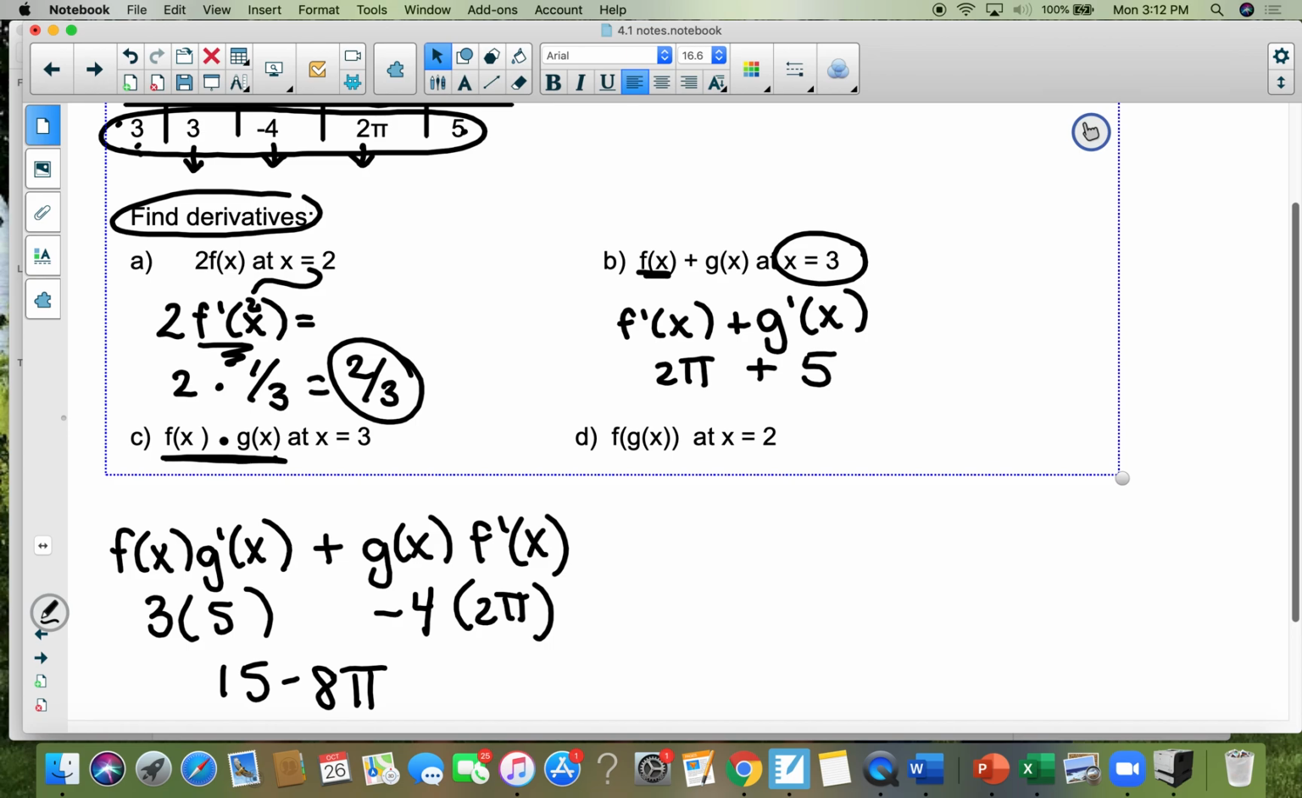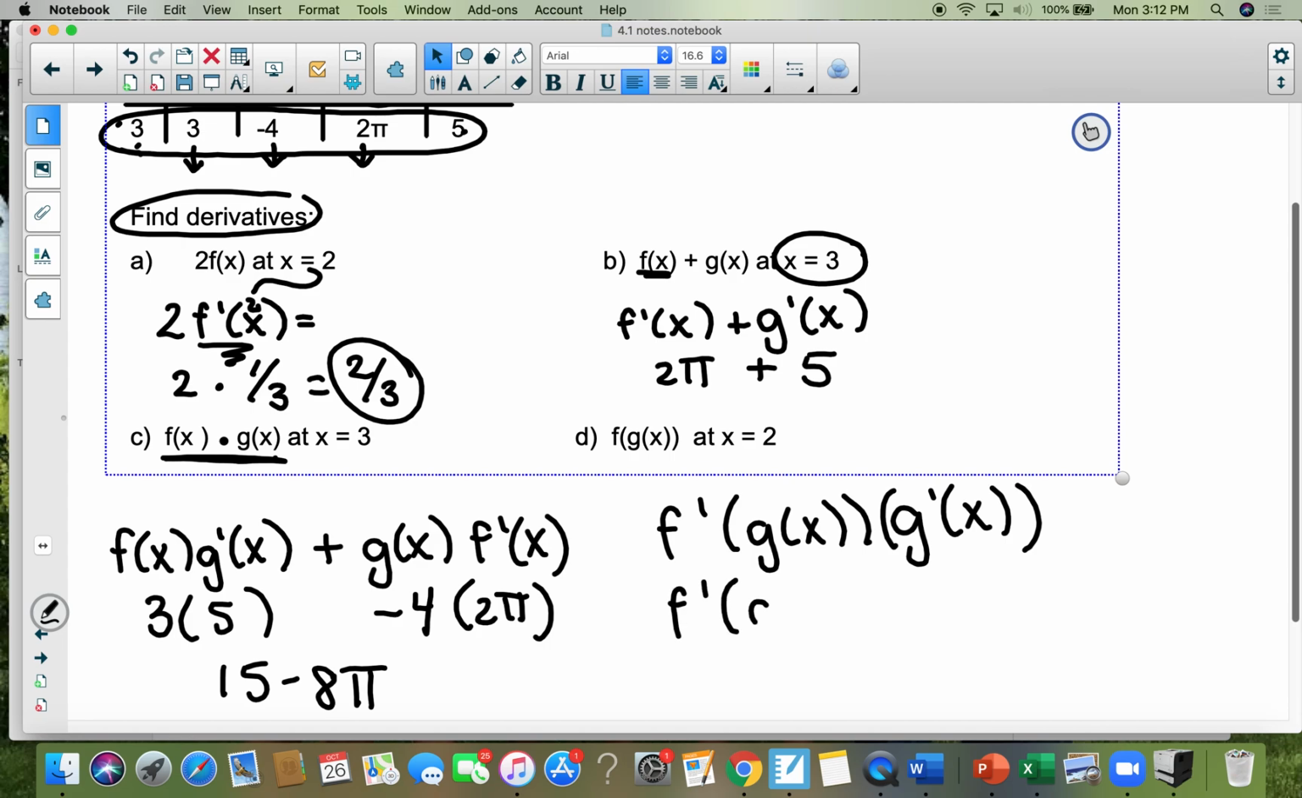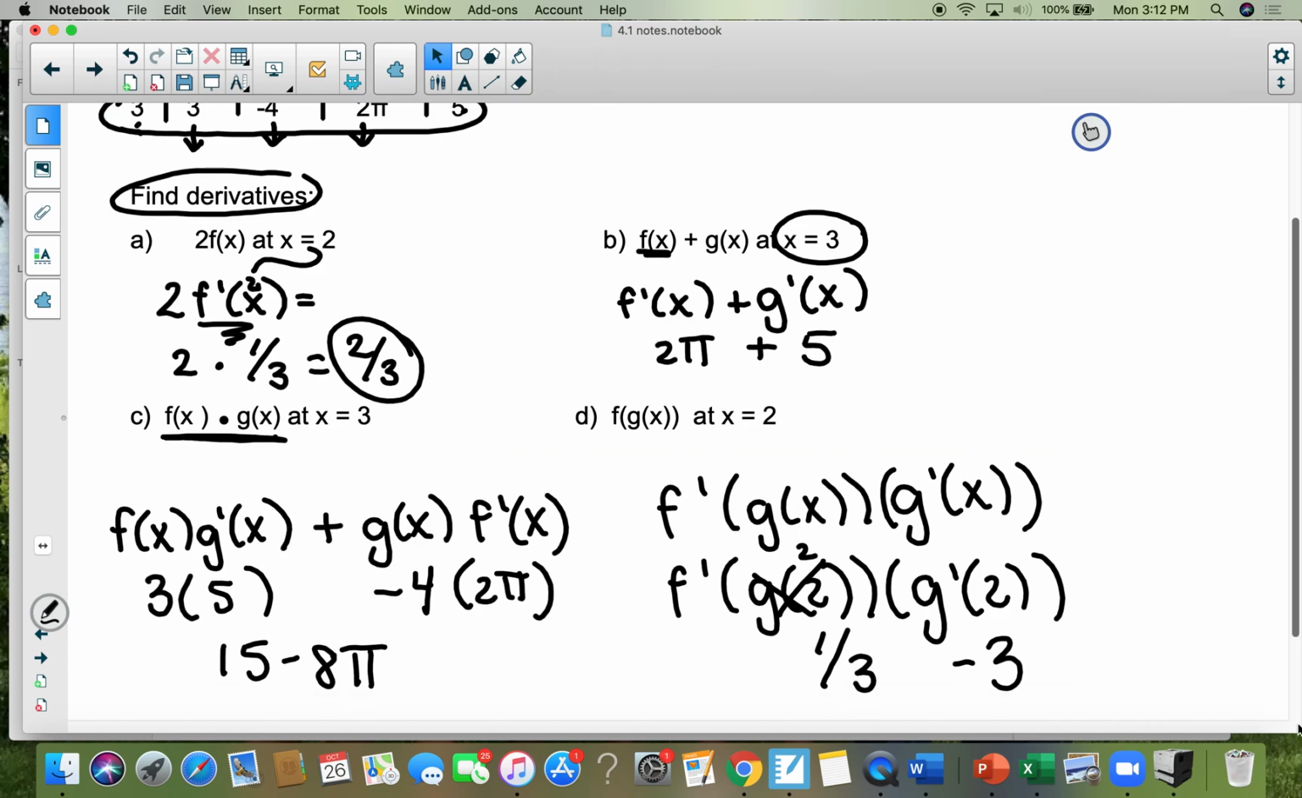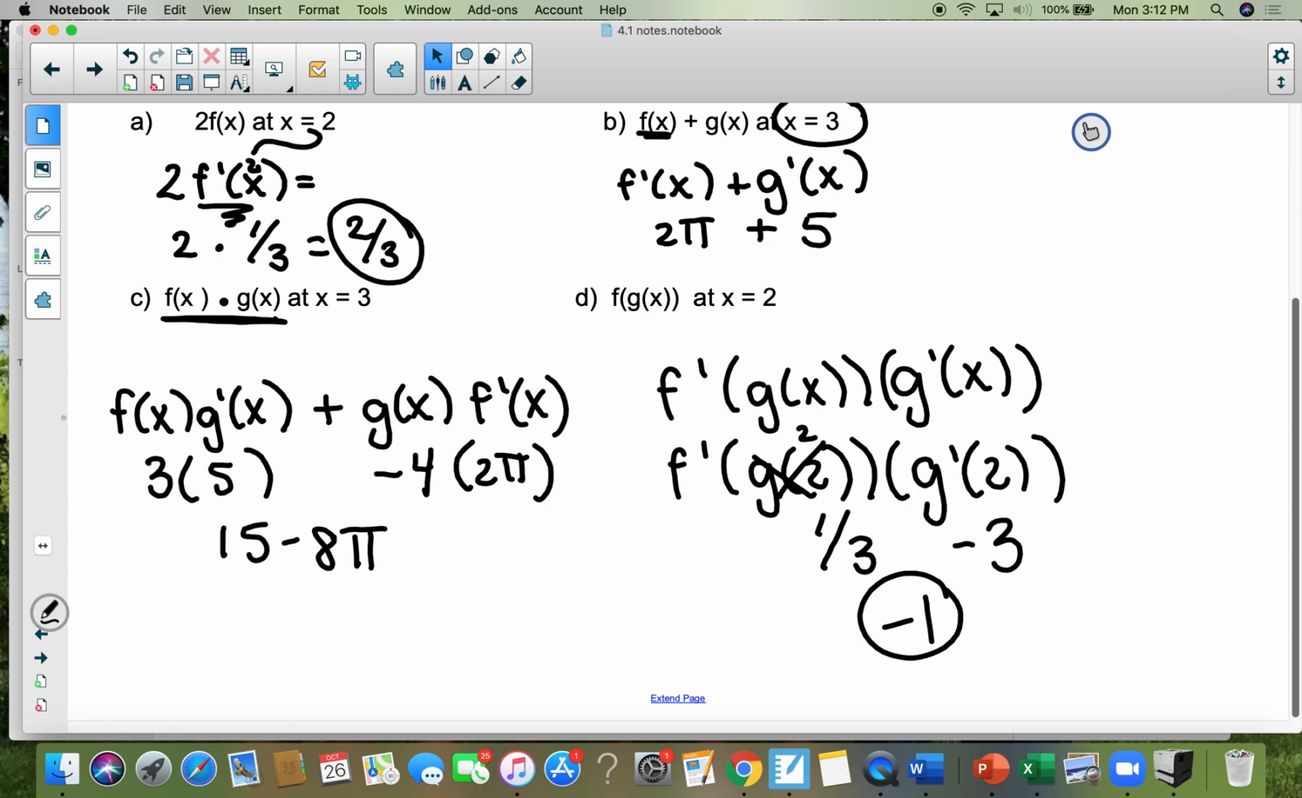Okay, now this one is the composite. You take the derivative of the outside, you leave the inside alone, and then you're going to take the derivative of the inside. So you're going to do f prime of g of 2, and then you're going to do g prime of 2, and g prime of 2 ends up being a -3. G of 2 is 2, so this is 2, and now we're doing f prime of 2, which is 1/3, and 1/3 of a -3 ends up being a -1.